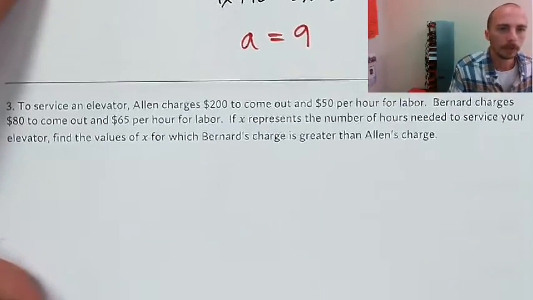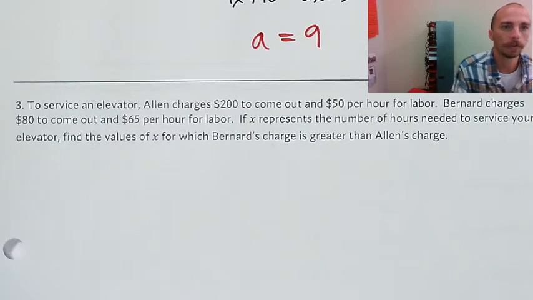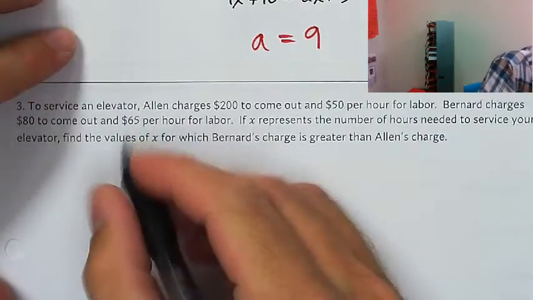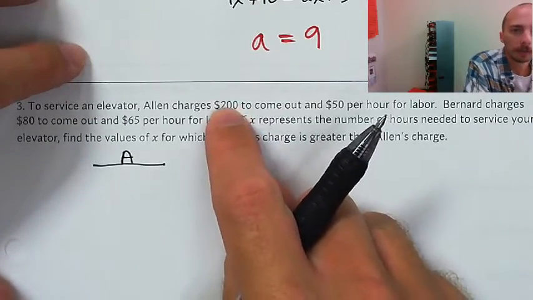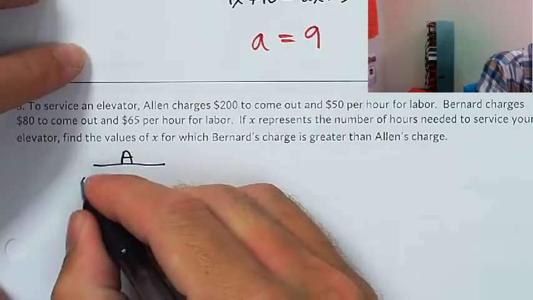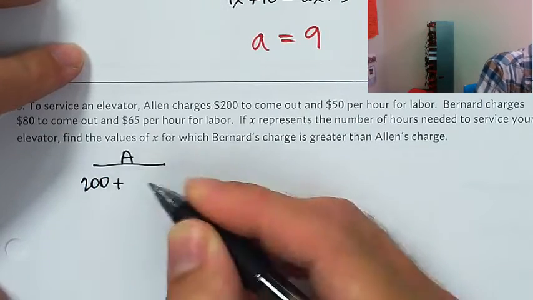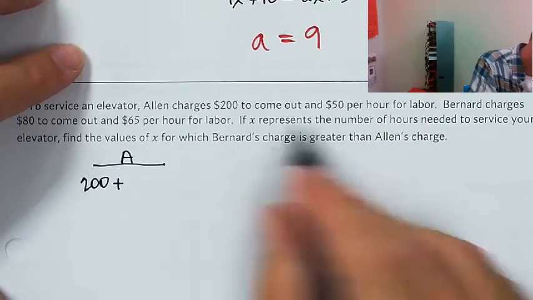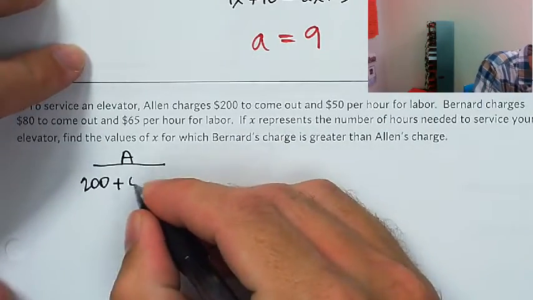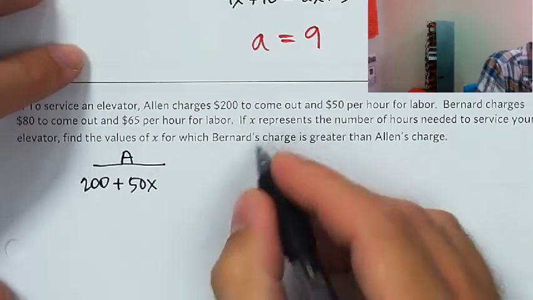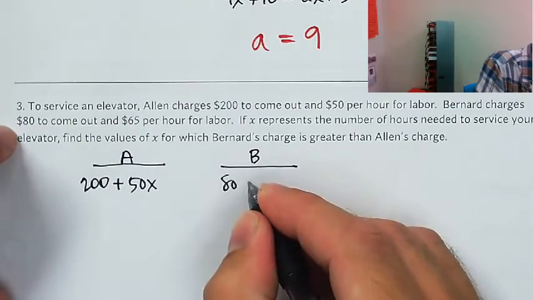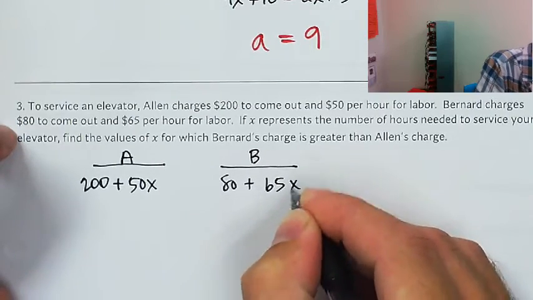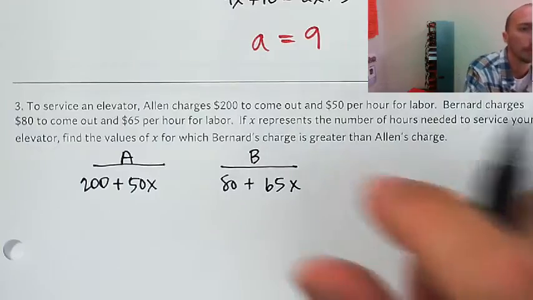Okay. This one, we've got, okay, Alan charges $200 to come out to service the elevator and $50 an hour. Okay, so I'm going to just kind of write an A here. For Alan, it's 200 regardless of how many hours. So it's just a flat 200 plus 50 times the number of hours, which is going to be x. So 200 plus 50x. And then Bernard is going to be $80 plus $65 times the number of hours. That's going to be his total charge.